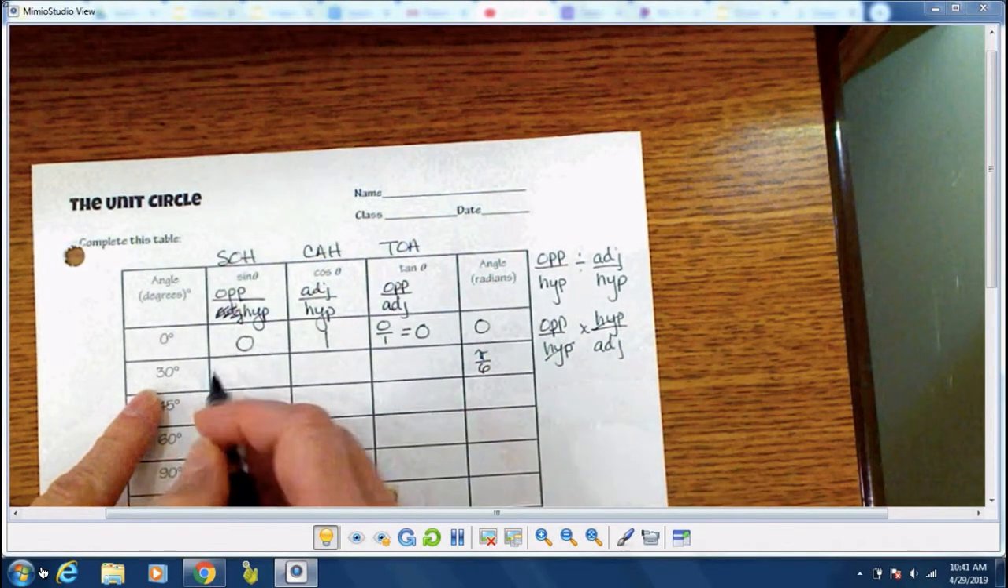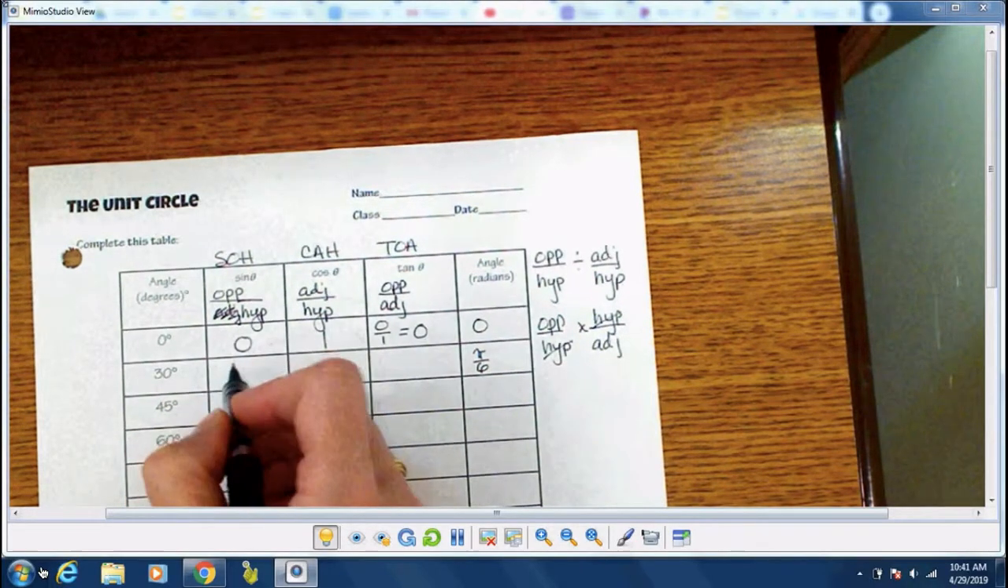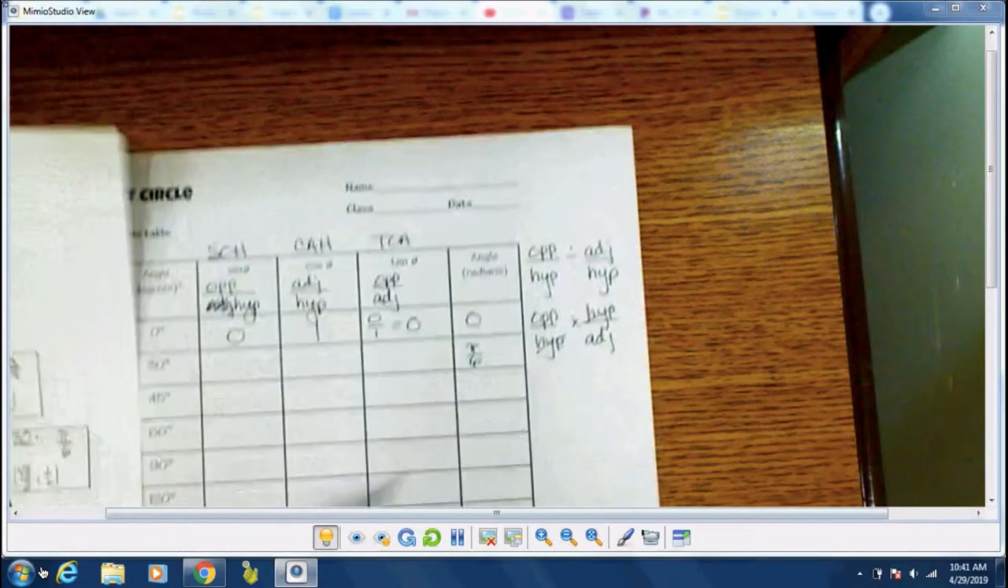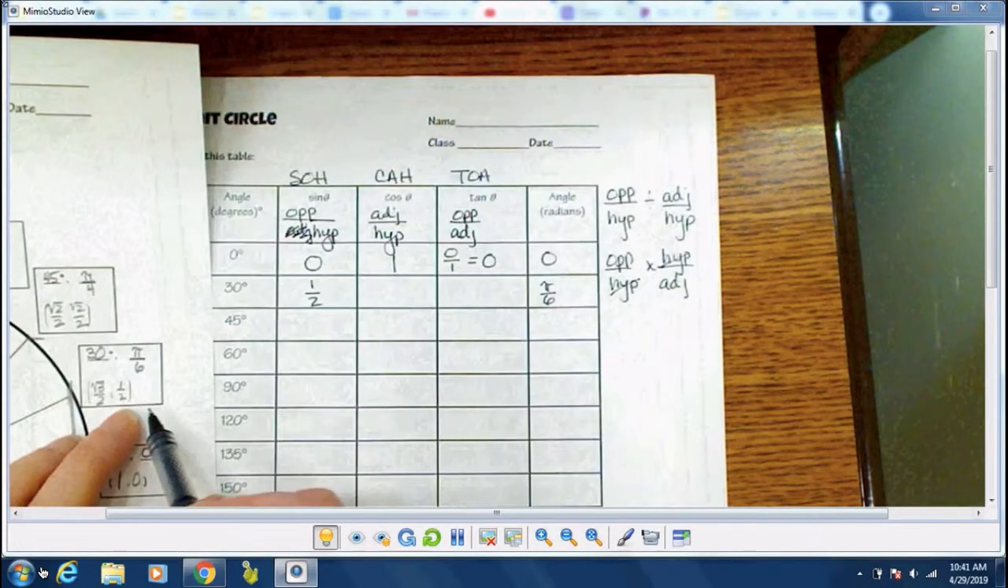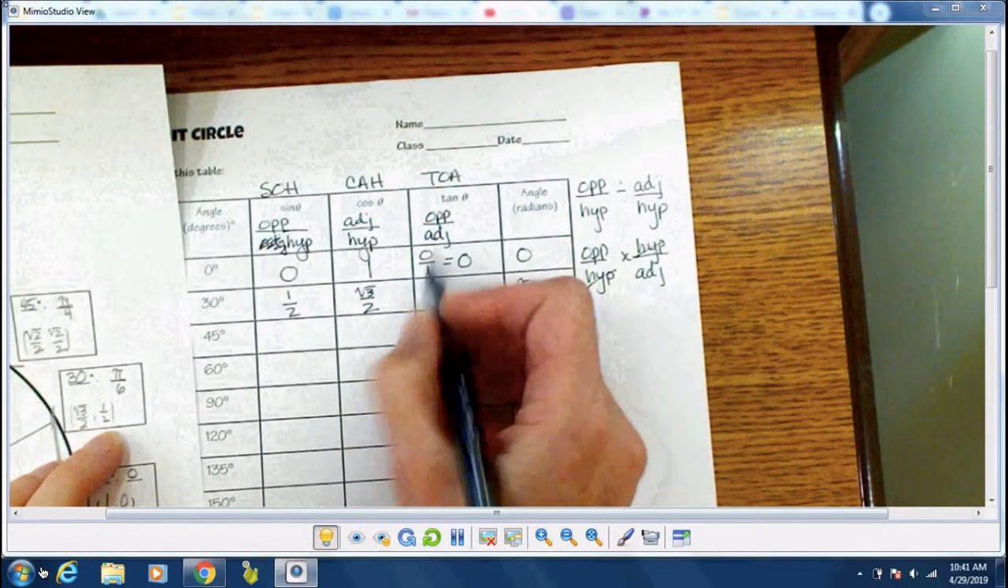All right, for 30 degrees, the angle, or the radians, is a rotation of pi over 6. Remember, 2 pi is all the way around the circle. The sine value, how high up that went, is 1/2. The cosine value is the square root of 3 over 2.